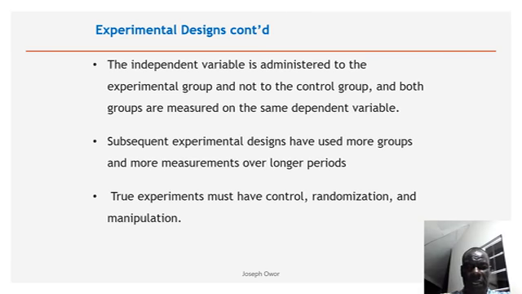And true experiments must have the control group, must use randomization, and must use manipulation. That is the definition of experiment. It must have a control. Whatever you do to one group, you don't do to the other group, so that you see the effect of what you have done to one group.